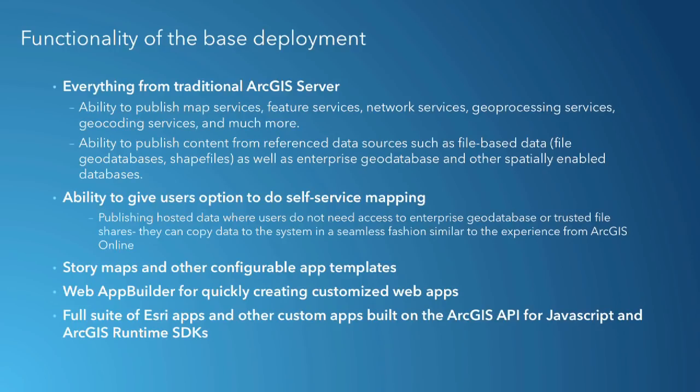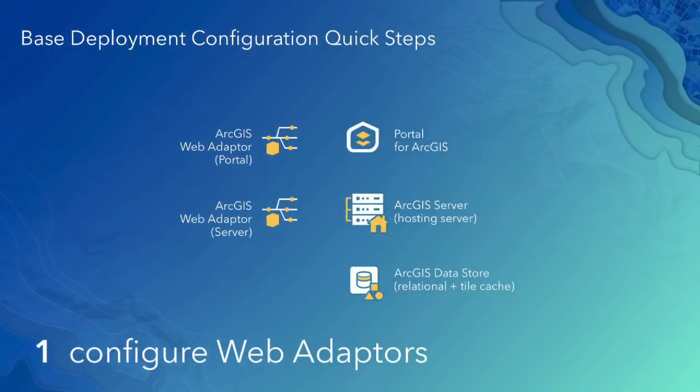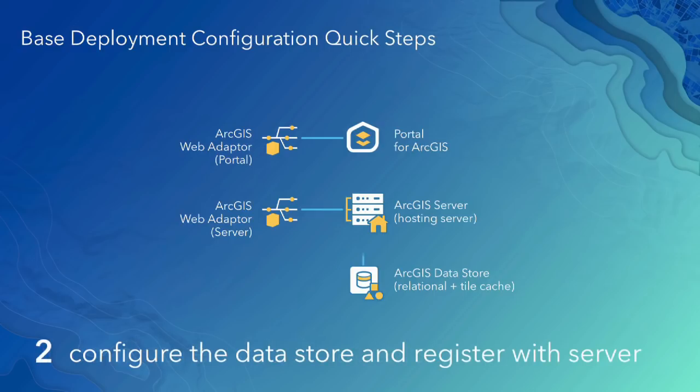So the super quick version of setting up the base deployment in 3 steps. Vastly oversimplified, of course. Otherwise, why am I here talking? But you can think of it like this. Configure the web adapters. You've already laid down the bits on disk. Now configure the web adapters with their respective components. Take the data store, register it with the server, and take that server and federate it with the portal. And then once you've federated, say to the portal, by the way, this is your hosting server. It's a very special type of server. It seemed pretty easy, right?